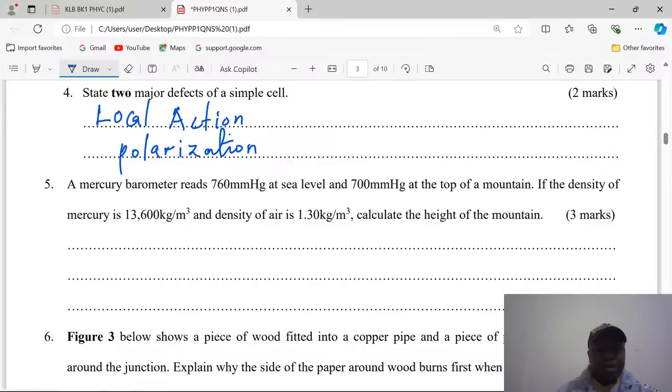A mercury barometer reads 760 millimeters of mercury at sea level and 700 millimeters of mercury at the top of a mountain. If the density of mercury is 13,600 kilograms per meter cubed, and the density of air is 1.3 kilograms per meter cubed, calculate the height of the mountain.